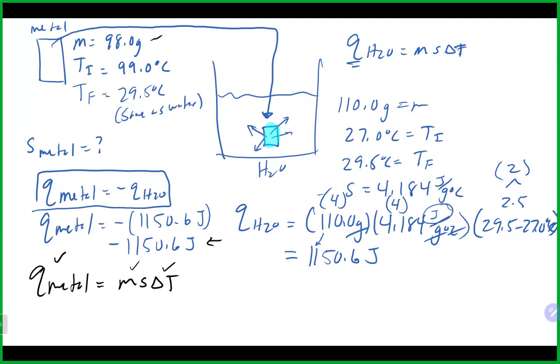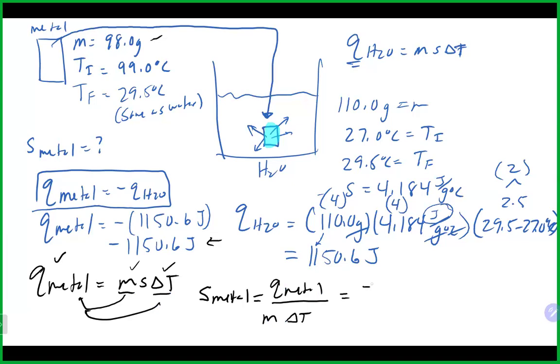So we can now solve for the specific heat capacity of the metal by taking both of these and dividing them to the other side. And that will give us our specific heat capacity of our metal will equal the Q of the metal divided by M delta T. So putting in our numbers, our Q of the metal is minus 1150.6 joules, our mass of the metal is 98 grams. And now it's really important here to again make sure that you do final temperature minus initial temperature for the metal. So for the metal, our final temperature is 29.5 minus our initial, which is 99.0.